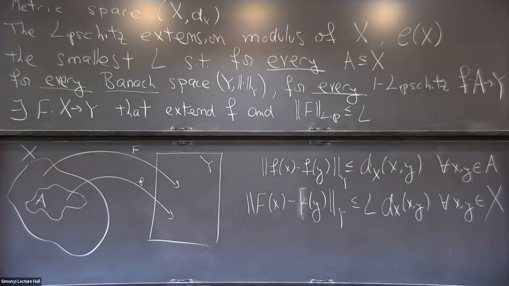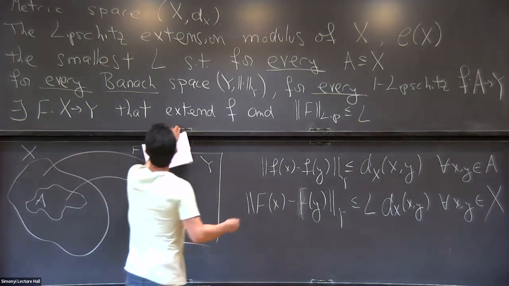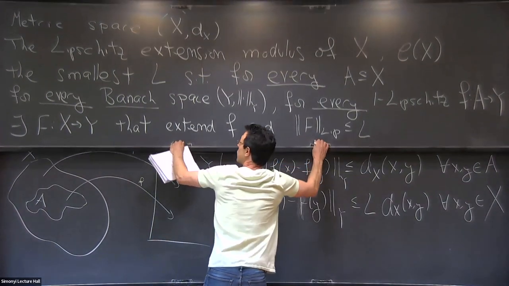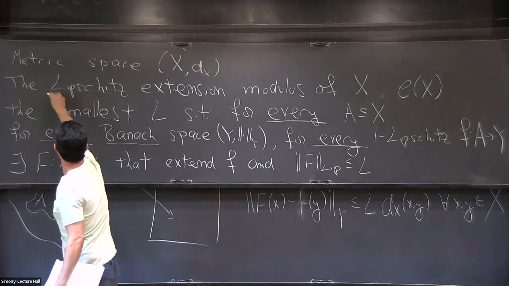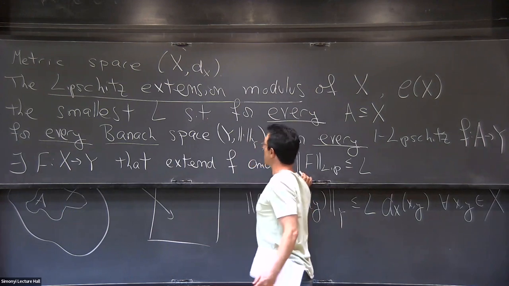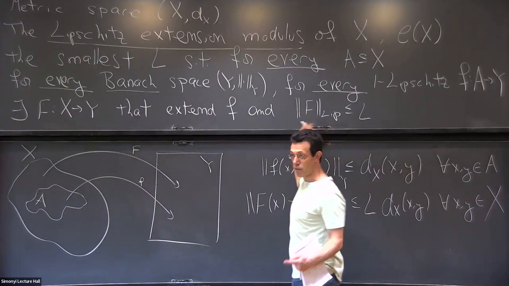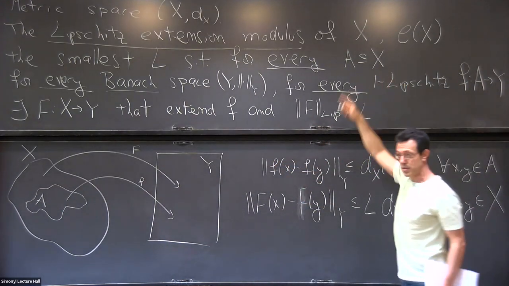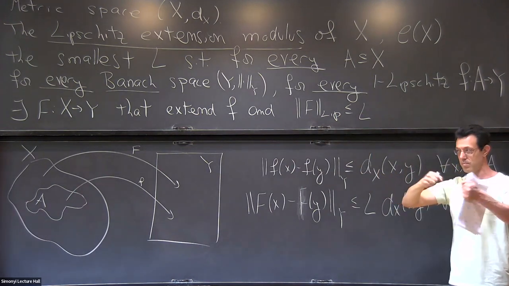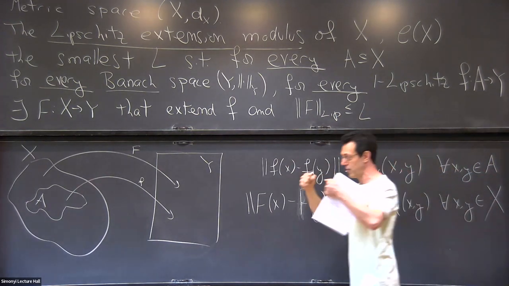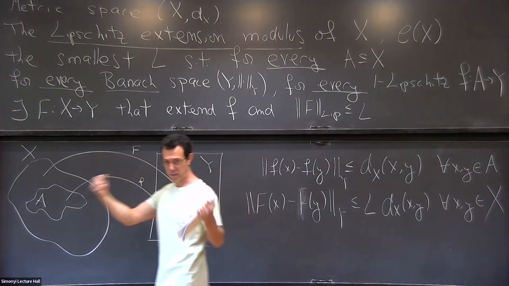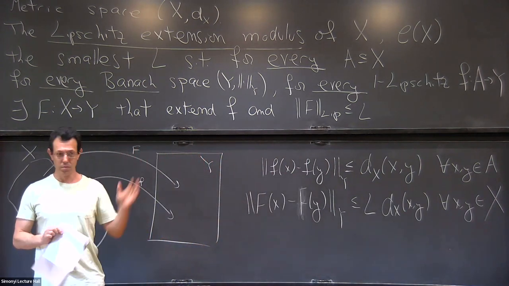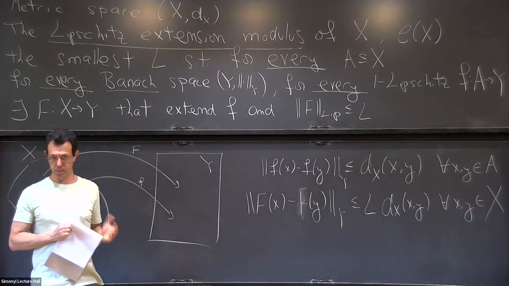So a lot of it is known. That is the Lipschitz extension modulus. And by Lipschitz invariant, I really mean that if you deform the metric, your distances are deformed by a factor of 1,000, and the modulus grows by at most 1,000, etc. So this is a nice invariant of the metric space.